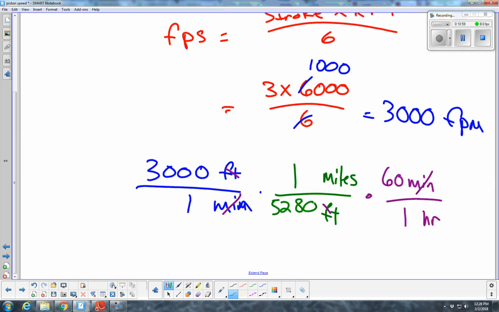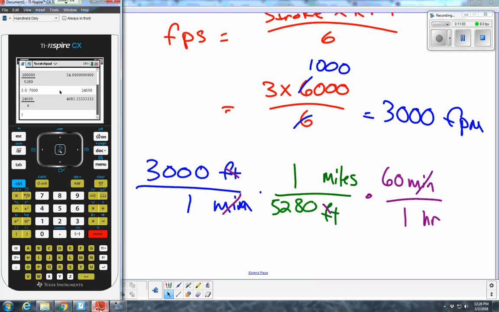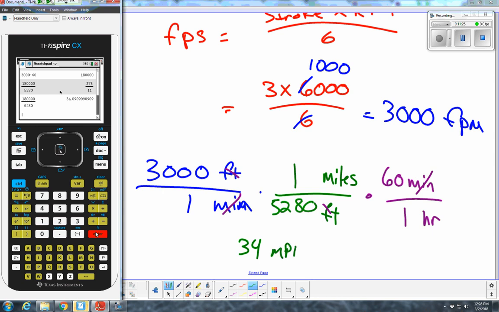Let's see. So we got 3,000 times 60 divided by 5280. What'd you get? Yeah, that's not good. We want this as a decimal. Yeah, 34. So I got 34 point something miles per hour. Okay. So is that fast? That's pretty fast, I mean, it's pretty fast if you're driving.